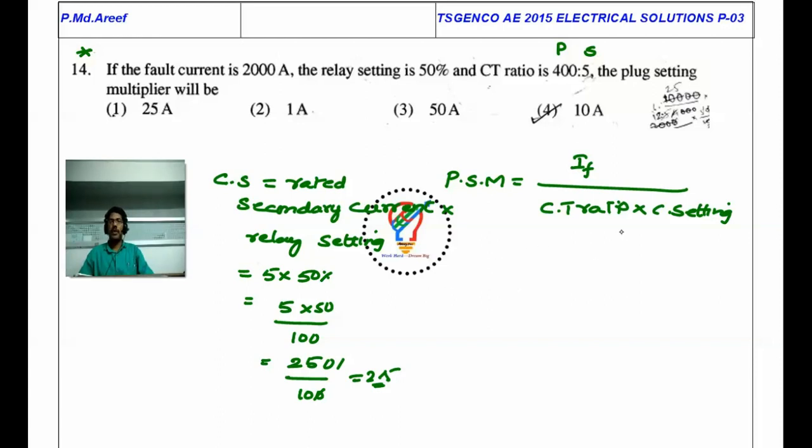We will substitute this value directly. The fault current is 2000 amps, the CT ratio is 400 divided by 5, into current setting 2.5. If you solve this, you will get the answer as 10 amperes. So that is the answer. Hope you understand this.